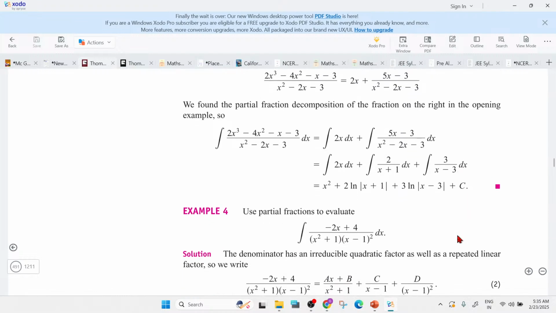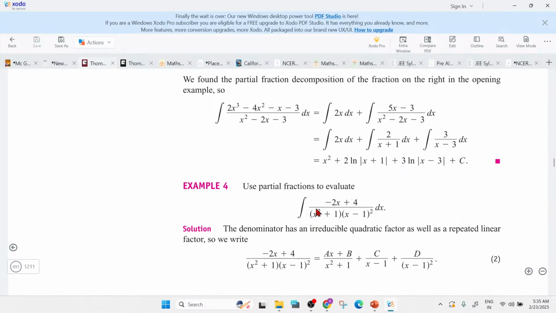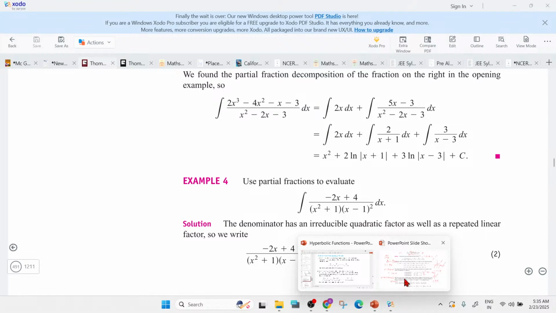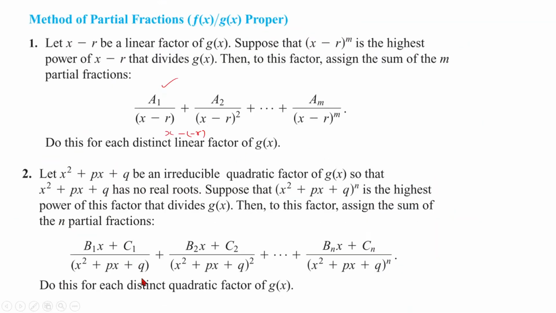See here, x square plus 1 you cannot break further, because it already has complex roots. And x minus 1 is a repeated linear factor. So for x minus 1, you will get two terms: one over x minus 1 and one over x minus 1 whole square. For this one, you will take only one term. What is that term? Ax plus b by x square plus 1, right? You remember that, no? Because you cannot reduce it into linear factors, we write it like this.